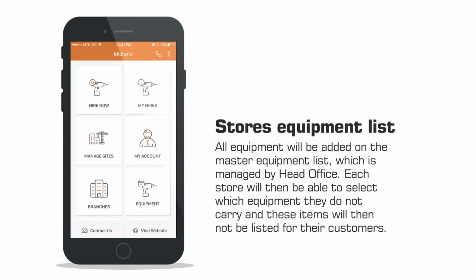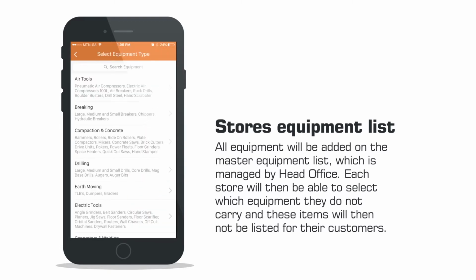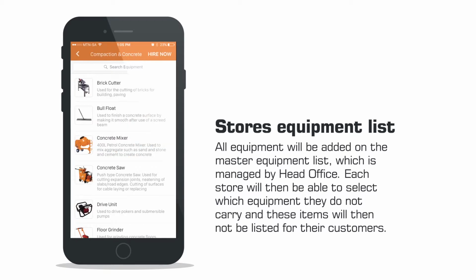All equipment will be added on the master equipment list, which is managed by head office. Each store will then be able to select which equipment they do not carry, and these items will then not be listed for their customers.